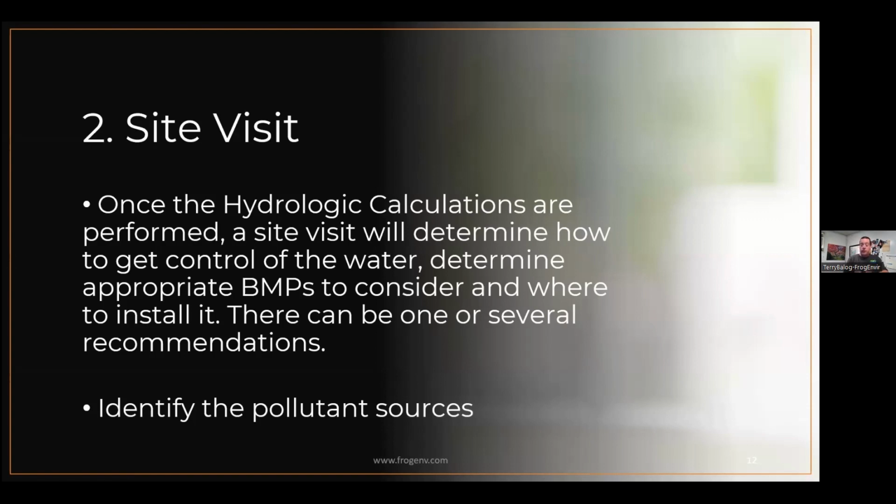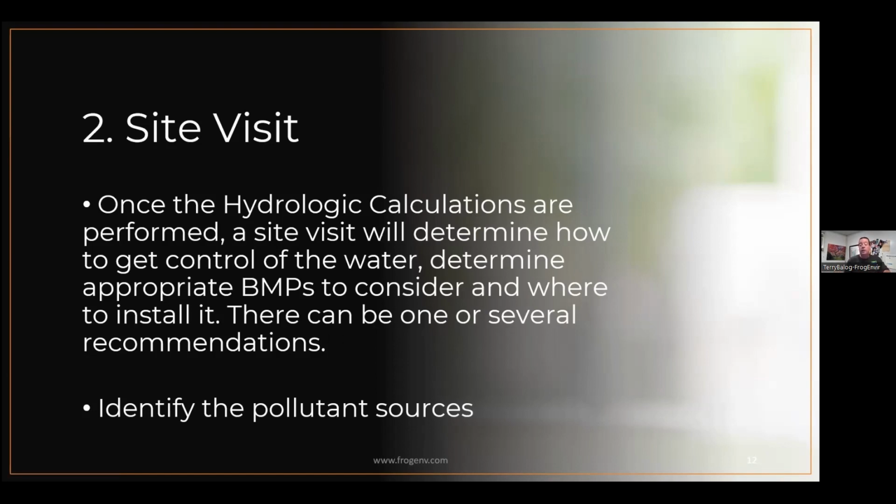It's the single most important thing. Once we get control of the water, there's a lot of different things we can do with it, but getting control of the water first and being able to prove that you get control of that volume of water that you have to is key. And that's all used to determine the appropriate BMP to consider and where to install it. Again, something at each individual point, or combine them into one. And there can be one or several recommendations.